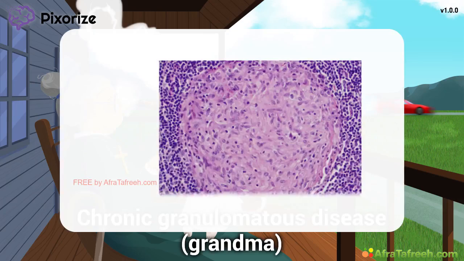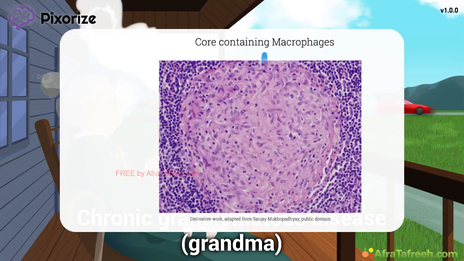Recall that granulomas are a histological finding, describing a core with macrophages surrounded by lots of lymphocytes. Granulomas develop in the skin and lungs in CGD. And while the exact mechanism for granulomas is complicated, I like to think of it this way. In CGD, our immune system fails to kill pathogens, so we do the next best thing. Wall it up into a granuloma. We'll talk about why our body fails to kill pathogens next.